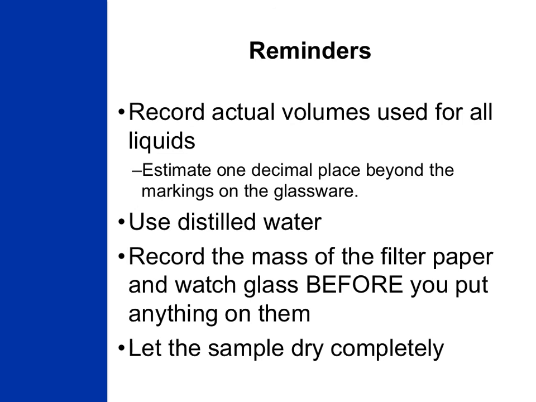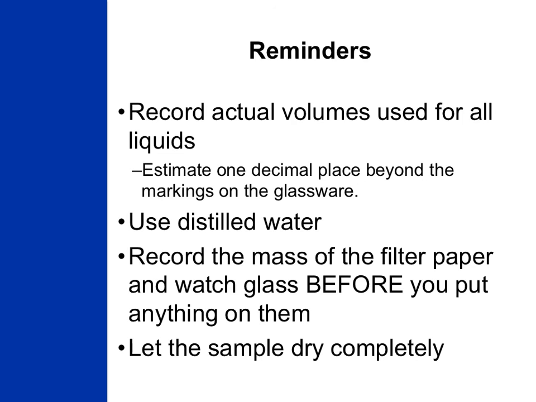A few reminders for this experiment. Record the actual volumes used for all your liquids. And remember, you should always estimate 1 decimal place beyond the markings on the glassware. For example, if you're using the 10 milliliter graduated cylinder with markings to the 10th mark, you can actually get 2 decimal places because you can estimate the difference of the volume level between the 2 markings on the glassware.